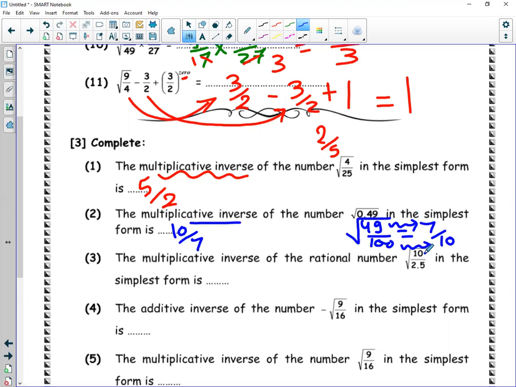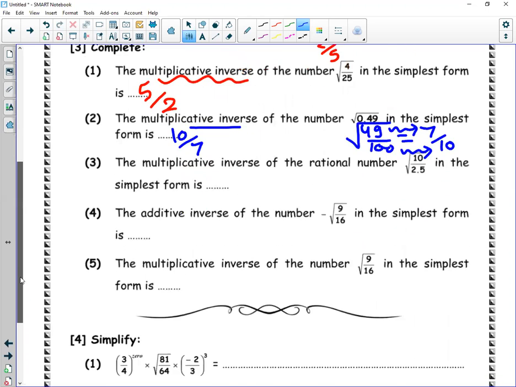Number 3, the multiplicative inverse of the rational number 10 over 2.5 under the root in the simplest form. Who can answer? Yes, you can. The root of 10 over 2.5 equals 2 and the multiplicative inverse is 1 over 2. 10 over 2.5 equals 4.